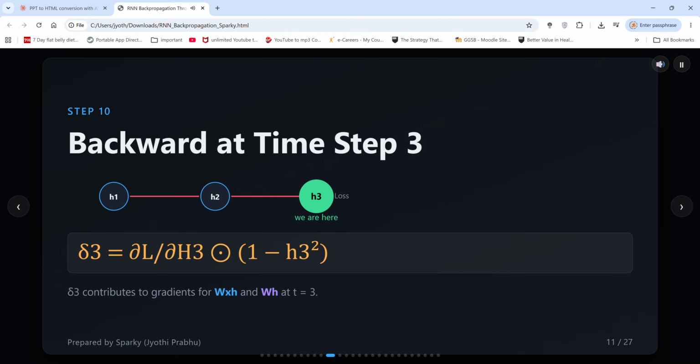At time step 3, we combine the incoming gradient with the tanh derivative to get the local gradient, often written as delta 3. This delta is then used to compute the gradient contributions to Wxh and Wh at this time step.